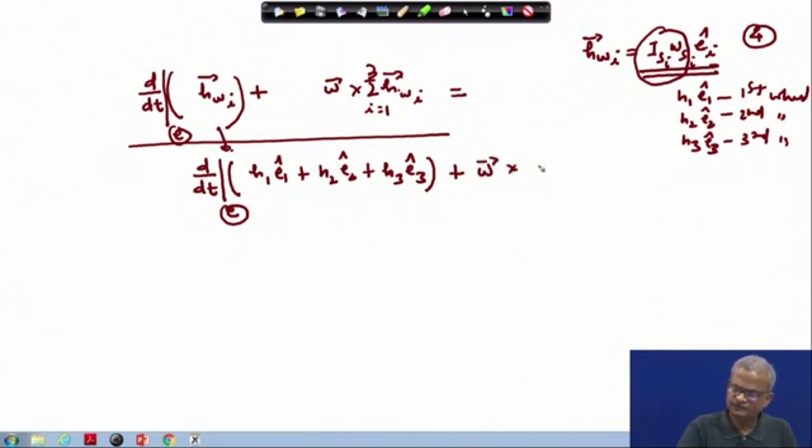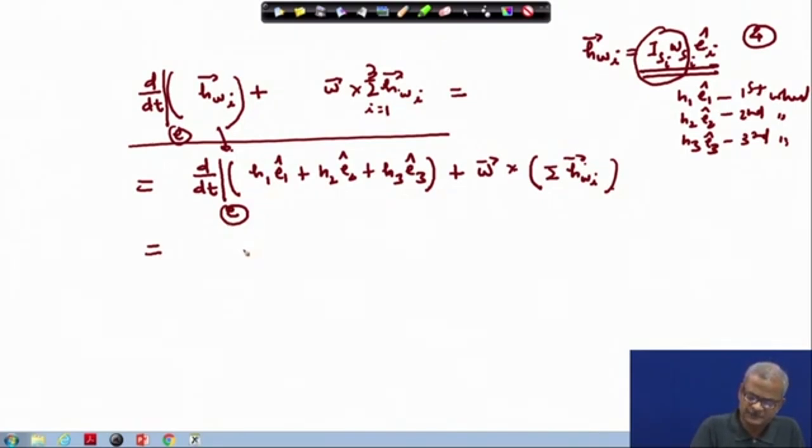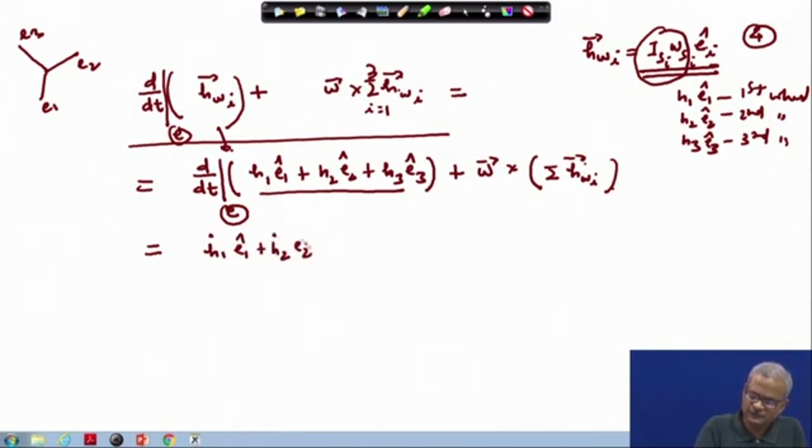omega cross this summation of all the terms. So, summation h w I, let us write for the time being like this. Now we have to look into this place. Obviously, in the body frame this E 1 is not changing. Okay. If you are taking the derivative of this term with respect to this frame itself, with E 1, E 2 and E 3, then H 1 will change. So, we will get H 1 dot E 1 cap plus H 2 dot E 2 cap plus H 3 dot E 3 cap.